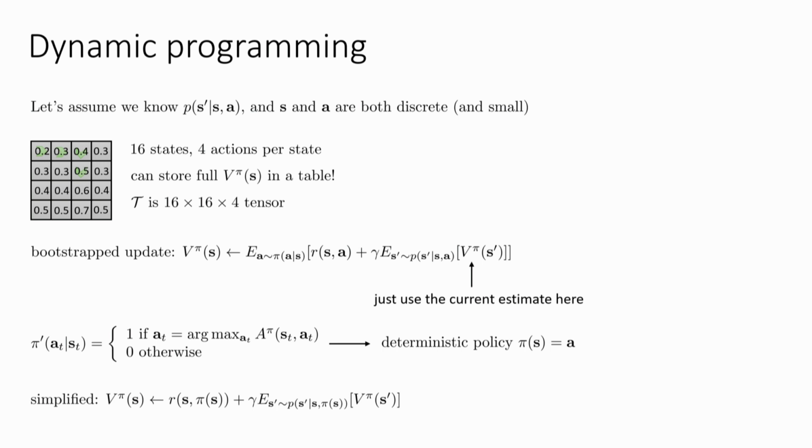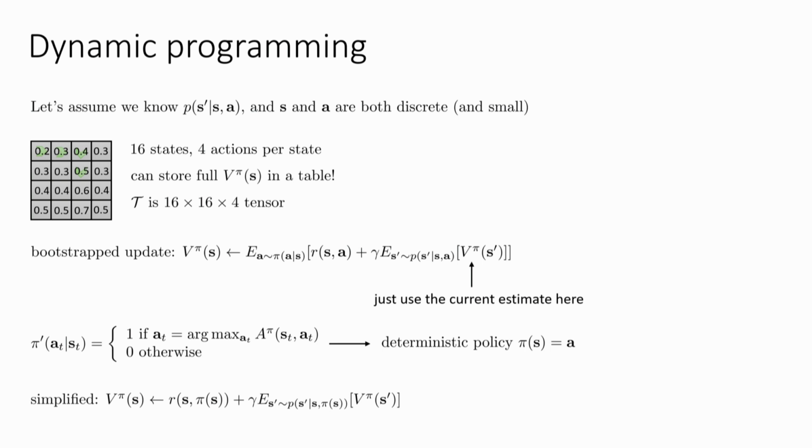Does anybody have any questions about what's going on here? Yes? Do we lose something from moving from stochastic policies to deterministic policies? The question is, do we lose something when we decide to give up on representing stochastic policies and start dealing only with deterministic policies? It's a very interesting question.